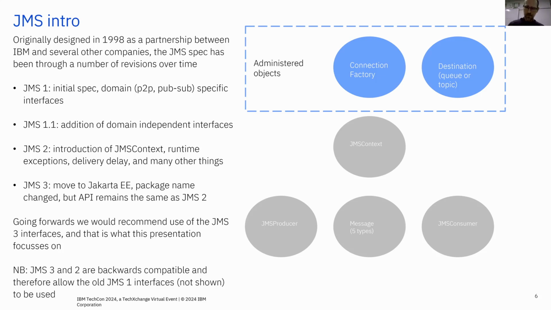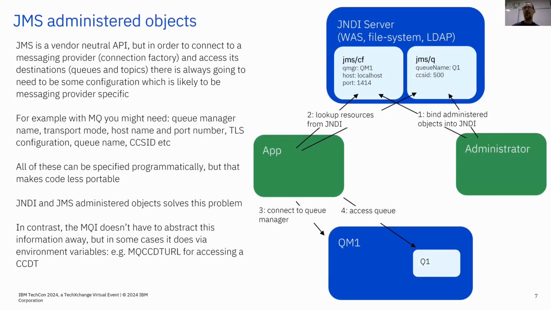So just a little bit more about administered objects, because this is quite a difference between how you do MQI and JMS. Because JMS is a vendor neutral API, it knows nothing about queue managers or how MQ does its own queuing functionality. It just has these abstractions. And what you don't want to do if you're writing to the JMS APIs is start to bake in things about MQ or things about a specific queue manager. That's what you're trying to avoid.